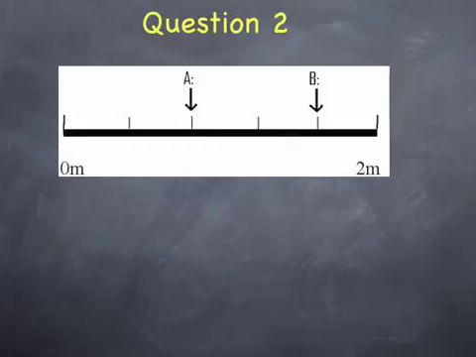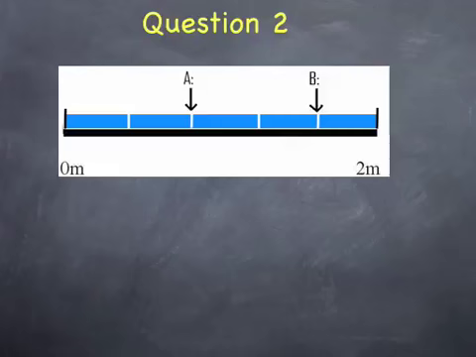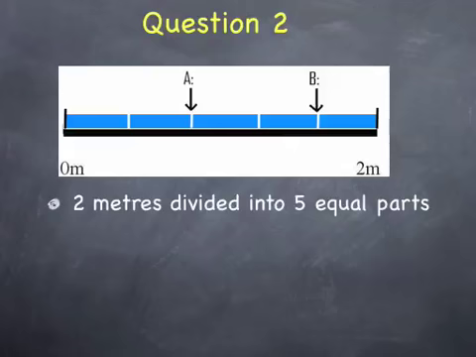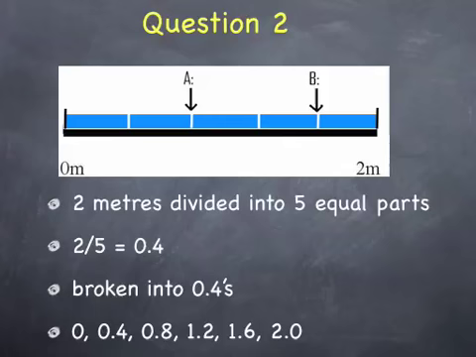Okay, question 2. Pause now, have a go at it, and press play when you want to check your answer. Okay, here's my method. If you use a different method, that's okay, as long as you're getting the right answer. So 2 meters this time has been divided into 5 equal parts. So 2 divided by 5 equals 0.4. So each little bit is 0.4. Counting up in 0.4s, I've gone 0, 0.4, 0.8. And that's where A is, then 1.2, 1.6 meters for B. So 0.8 meters and 1.6 meters.